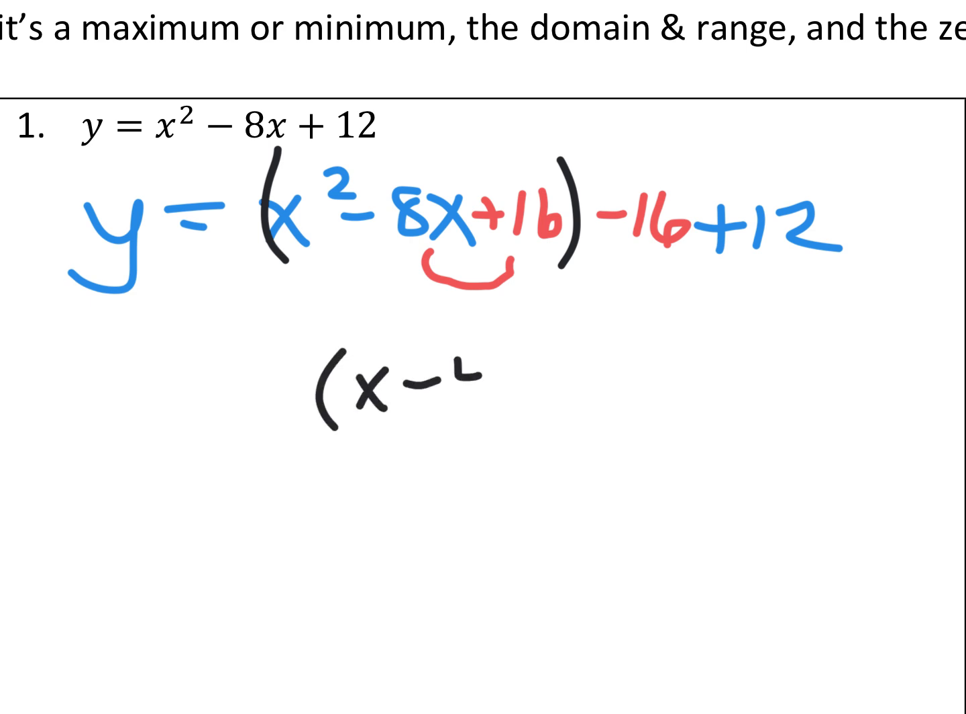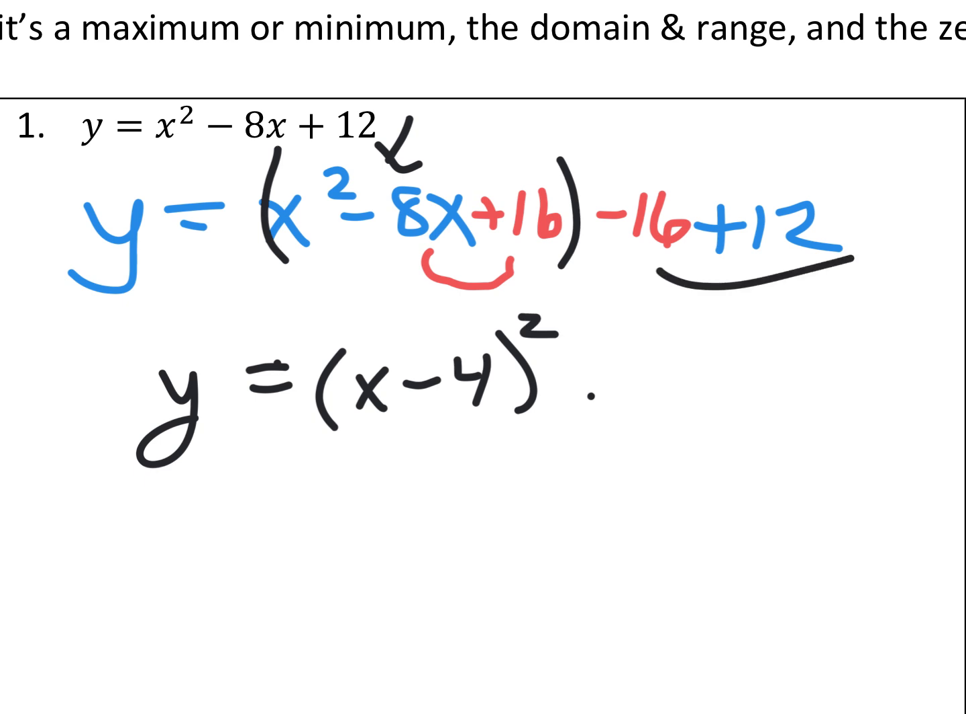X minus 4, there's a minus in the problem, right? So there has to be a minus in your answer. And I could write another x minus 4, but I'm just going to say squared. And together these make minus 4. Did I do that right? Okay. Would you agree that I now have the vertex?